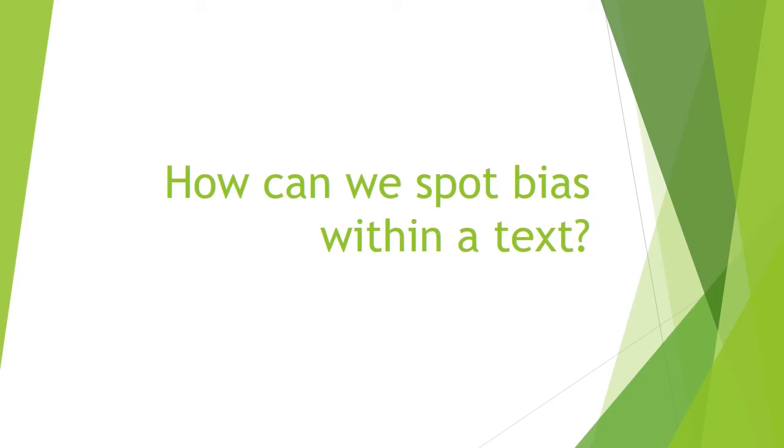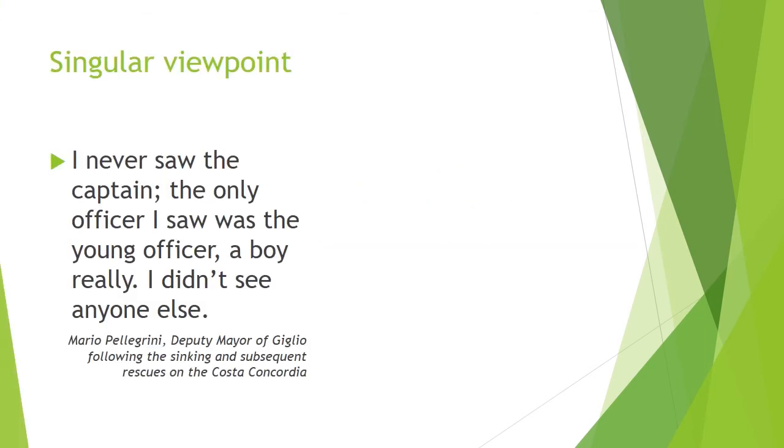So let's look at how we can spot bias within a text. So we've got a text given to us in our reading exam, and spotting bias within it can be quite simple if we look for some key things. The first of which is a singular viewpoint. So here we've got a quote: "I never saw the captain. The only officer I saw was a young officer, a boy really. I didn't see anyone else." As quoted from one of the English resources we use, where we quote Mario Pellegrini, the Deputy Mayor of Giglio, following the sinking and subsequent rescues from the Costa Concordia.